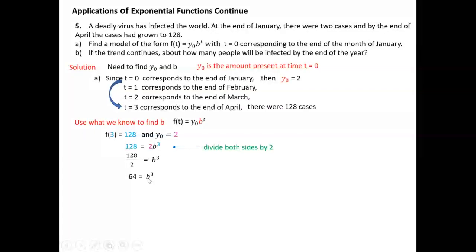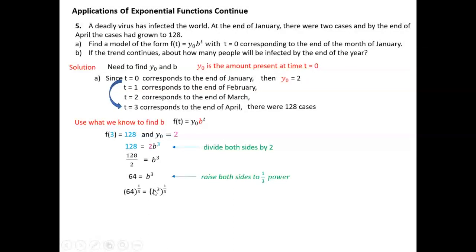Now we raise each side to the 1/3 power to get rid of the exponent, that way we can isolate the b. We do that to both sides. So 64 to the 1/3 power will give us 4. That means my b is equal to 4. So I already have my y naught, which is 2, and my b. Now this will be the solution for part A. F of t equals y naught b to the t power. We plug in the values: my y naught is 2, and my b is 4. So this is my function for part A.